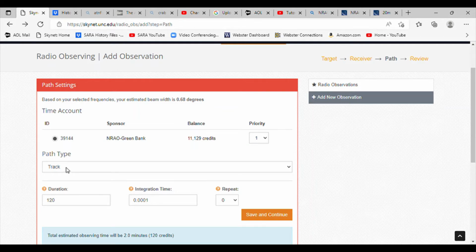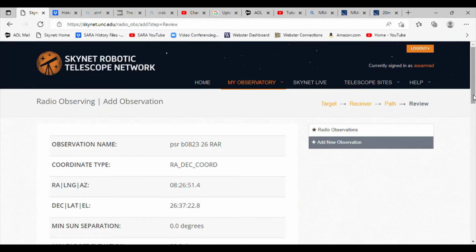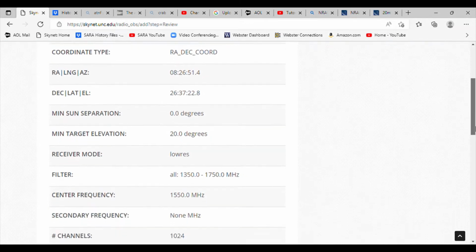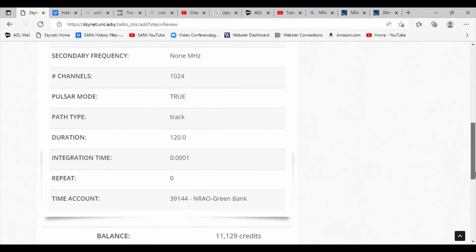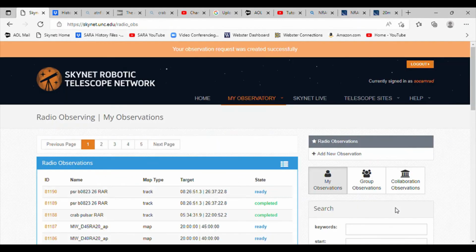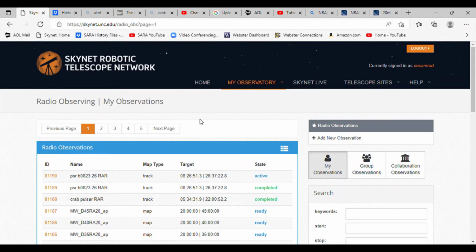Okay, we're going to go into track. We're going to use 120 second duration and 0.001 integration time. Here's the data for our observation. And the telescope took the request, and we'll wait for it to process it. It's now active. The telescope has taken up the request and is processing and starting the observation.